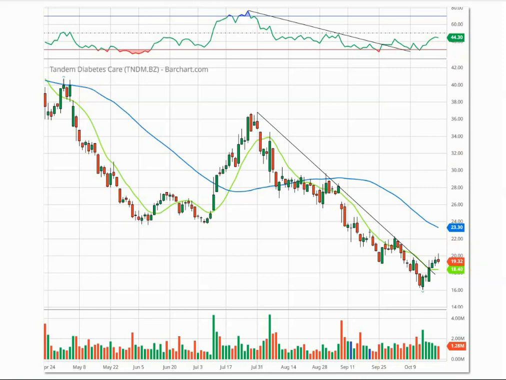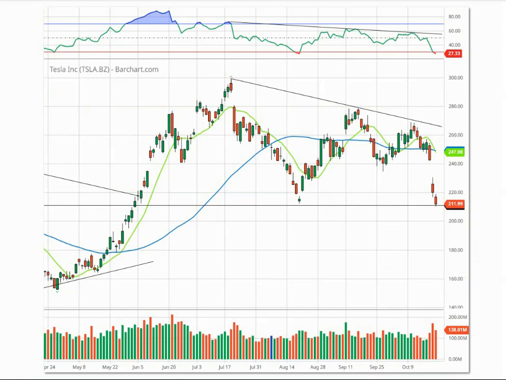TNDM. And finally, Tesla. This is a stock that a lot of people have as their favorite. It had a nice move from the 150 level all the way up to 300, a nice double in just a couple of months. Fantastic return. But it's been experiencing some problems as of late.